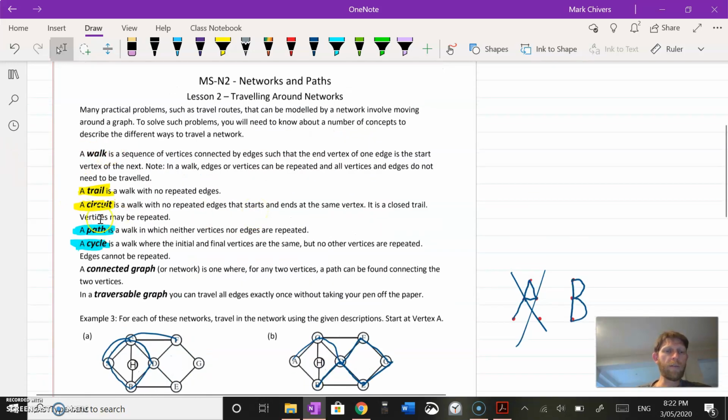Just remember, some flashcards or something like that to remember these terms would be really, really helpful, because they're the sort of things that you're likely to get asked at the end of the year. It's expected that you'll know the difference between, for instance, a trail and a path. Alrighty.